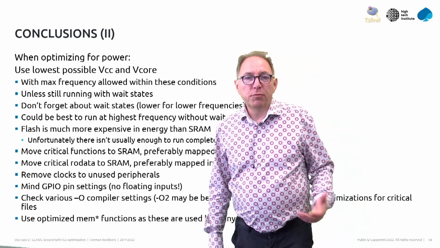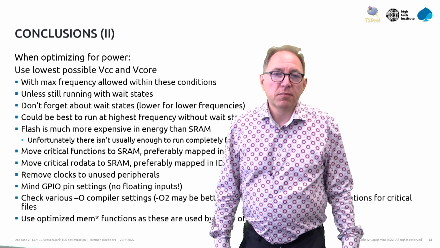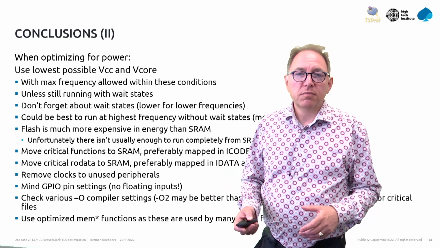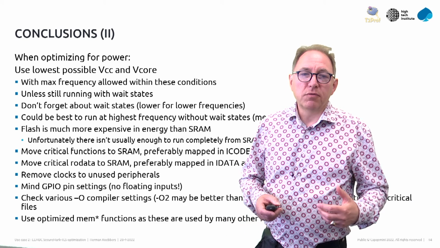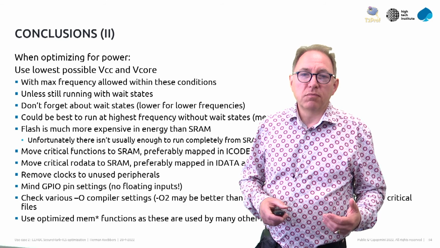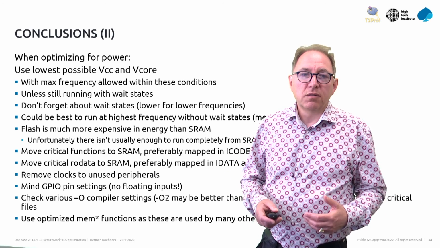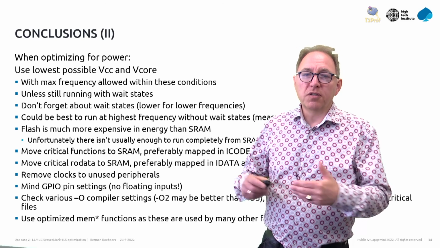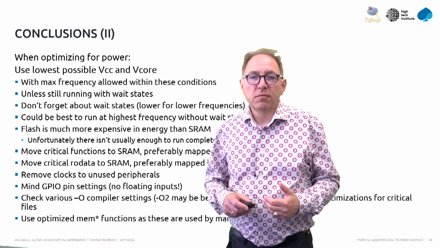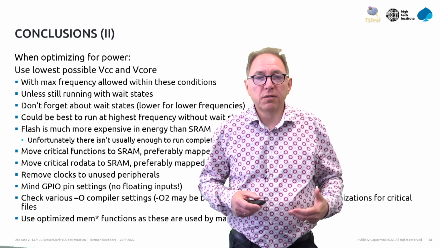So when optimizing for power, try and use as low a VCC and core voltage as possible, and then maximize the frequency within those boundaries. And maybe if you're running with wait states, you can try and forget about them for the lower frequencies, because then they are not necessary anymore. So the best thing might be to say, okay, how fast can I go within the voltage conditions without any wait states? And that's also, again, measure the performance and see what you get.